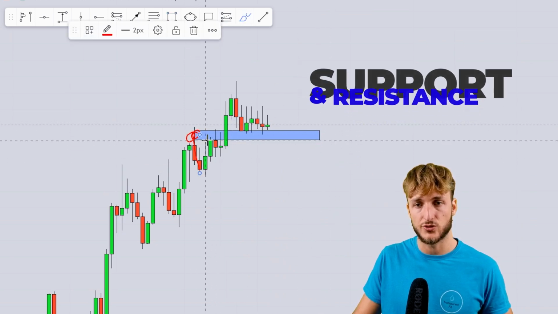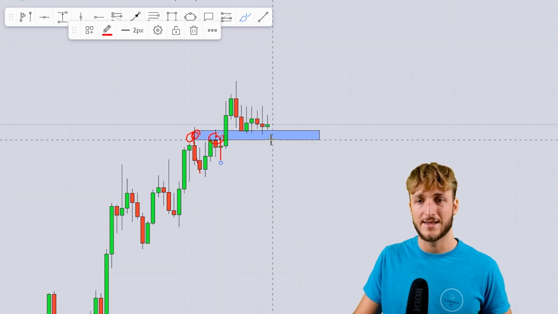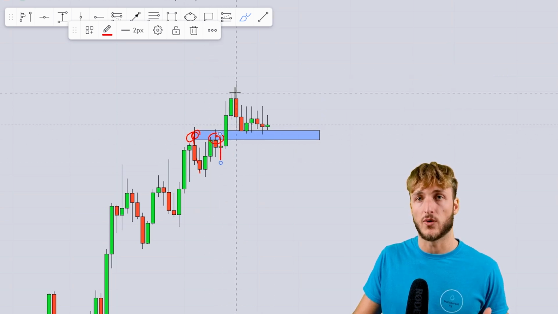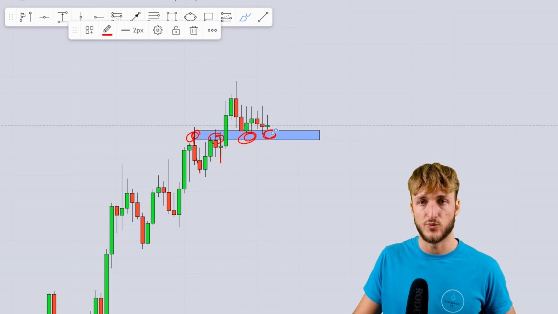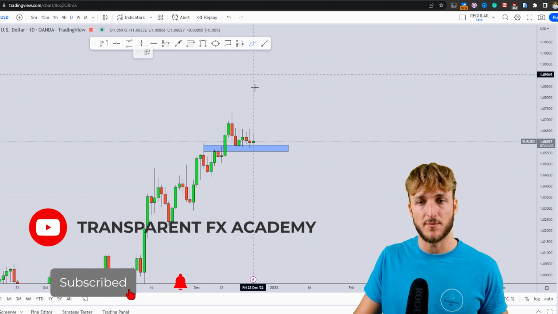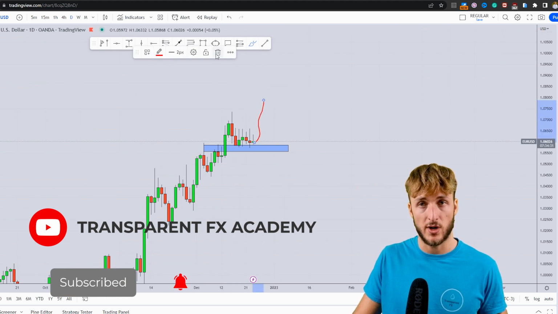From here, this rejection to the downside was created. Again, here, tested and rejected. Then the market broke above the zone. So this previous daily resistance became support here and again support here. Until the market remains above this area, it can easily continue higher.